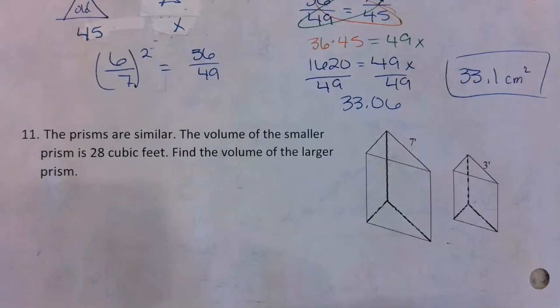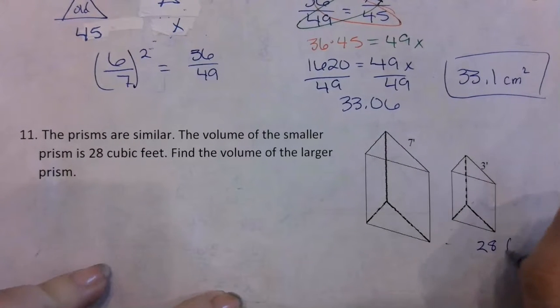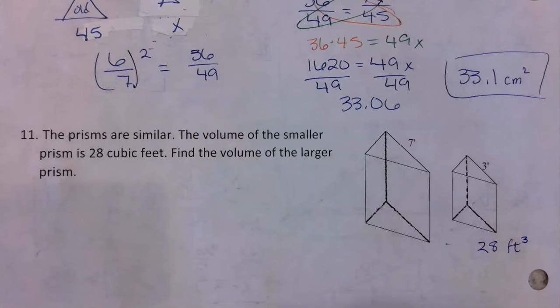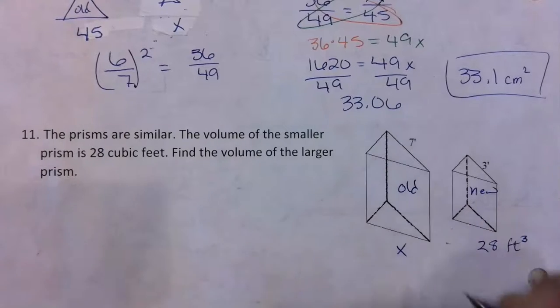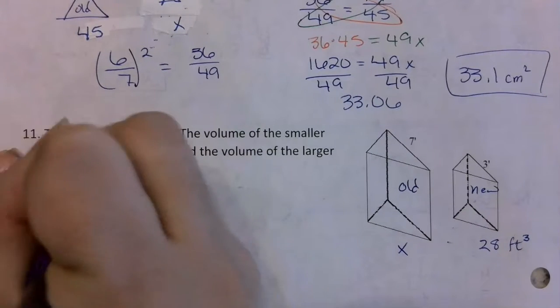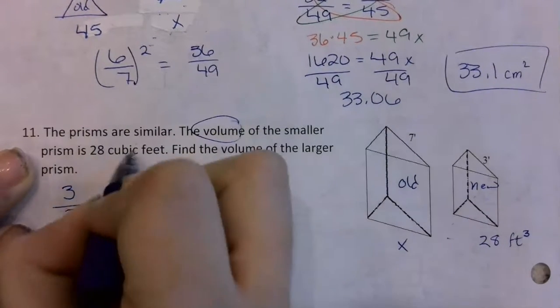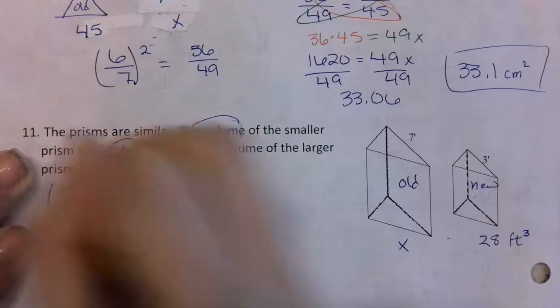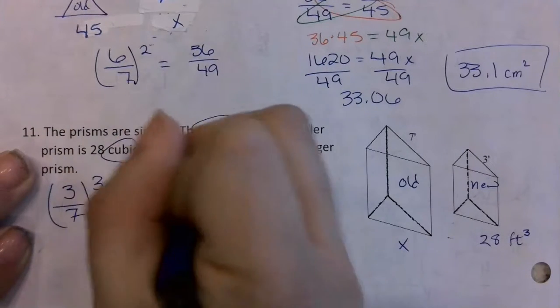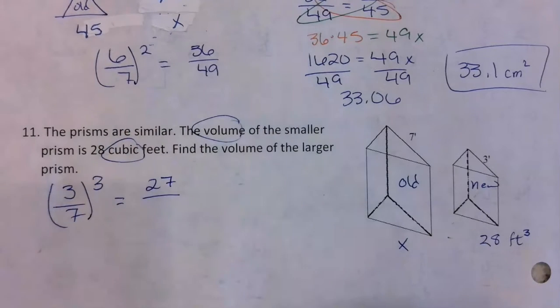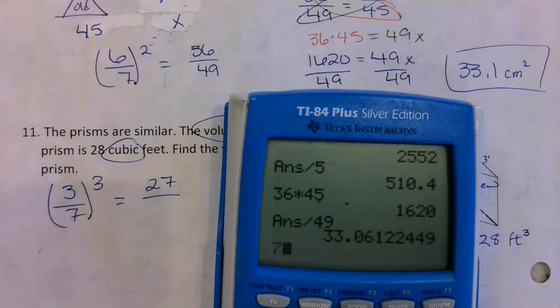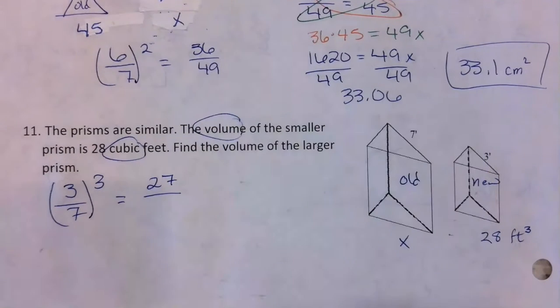Okay. Number 11 gives me a picture of two prisms. It says the volume of the smaller prism is 28 cubic feet. And it wants me to find the volume of the larger prism. So, old, new, and then x is what I'm solving for. So my ratio is going to be 3 over 7. Because I'm doing volume, and it says cubic, I want to cube this number to 3. So 3 to the third power is 27. 7 to the third power, I do not know that one. 343.